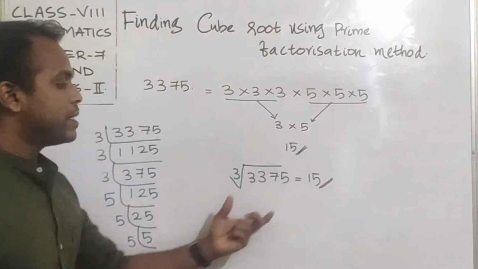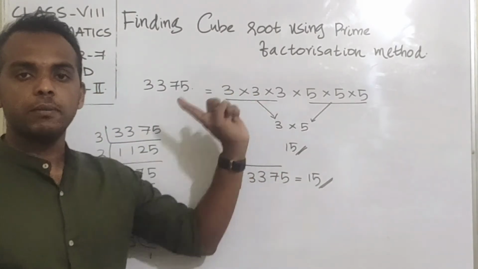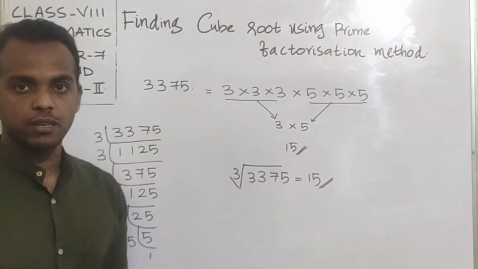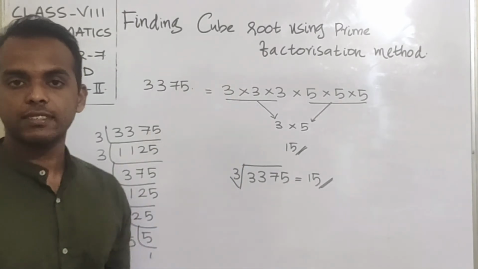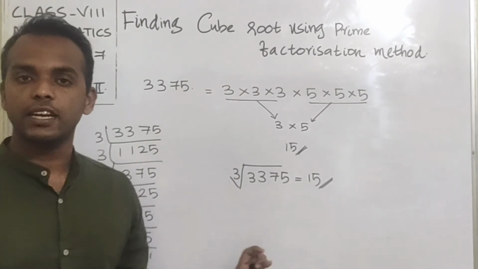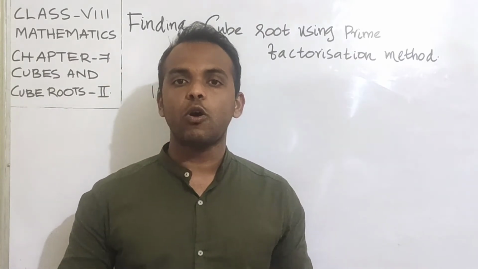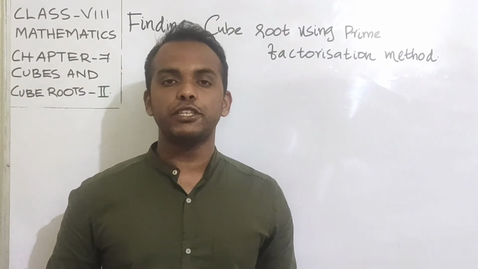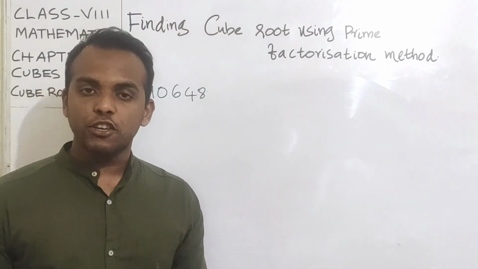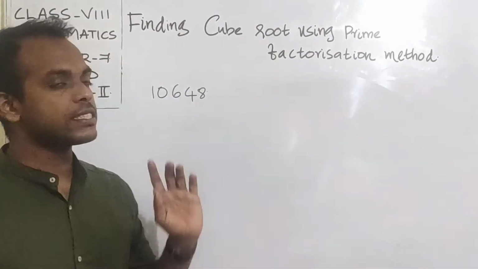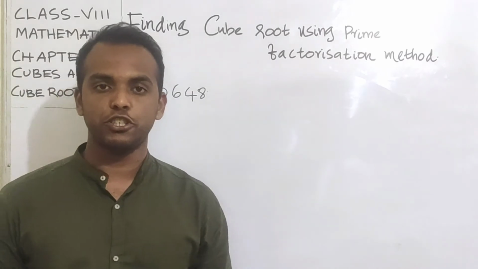This is the method to find the cube root using prime factorization. I know it's very simple. Just go for more further examples, then it will become more and more clear for you. Now let's do one last problem based on the very same topic. We are going to find the cube root of the number 10,648 using the prime factorization method.